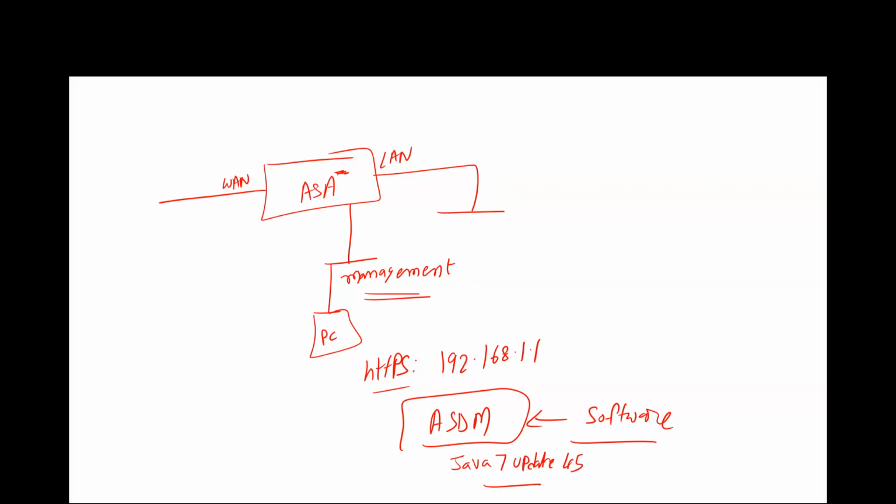ASDM is a Windows application. You can't use it on Linux or Mac. Not only ASDM, take up any other firewall, and the firewall management software will only be available for Windows. No Linux, no Mac. So you have to do the firewall configuration using the software. It is always through Windows only. Is it clear, everyone?